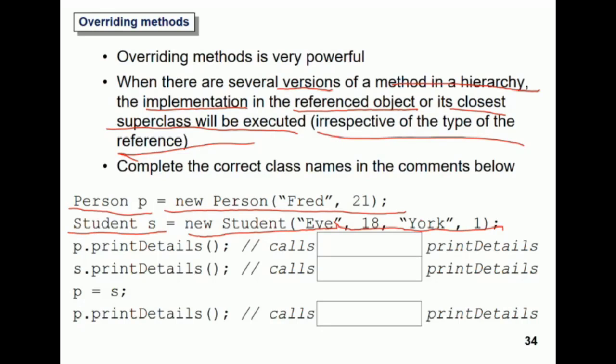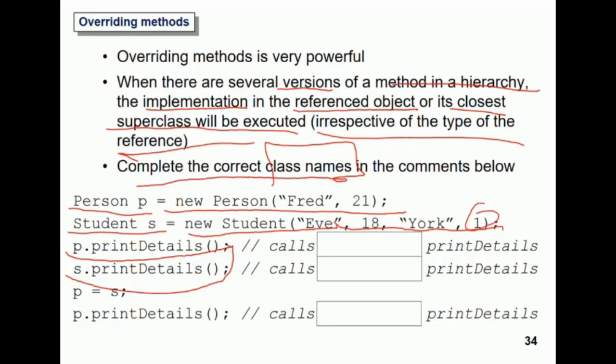So if we say p.print details, it says here complete the correct class names in the comments below. Which print details does it call? Because it's an object of type person, it looks in the person class, finds the print details method there and uses it. If we say s.print details, it goes to the student object, finds the print details method in there, and it prints that. So hopefully now we're printing all these useful values.